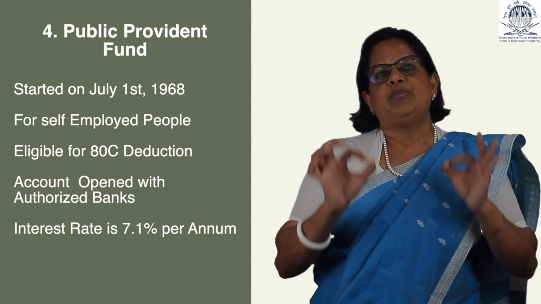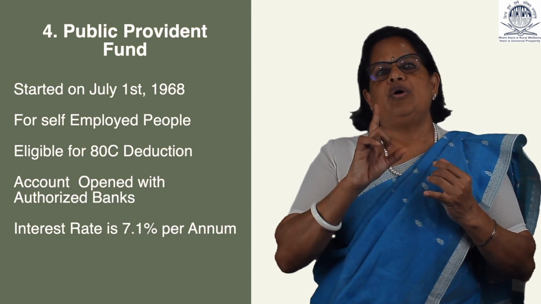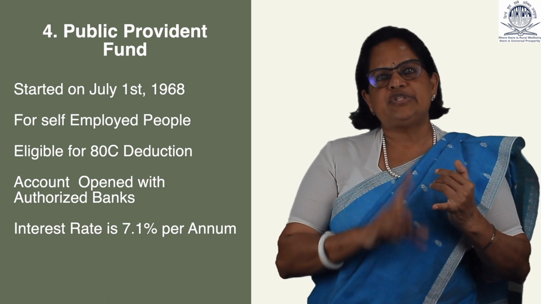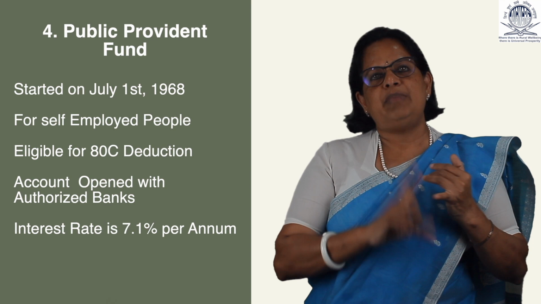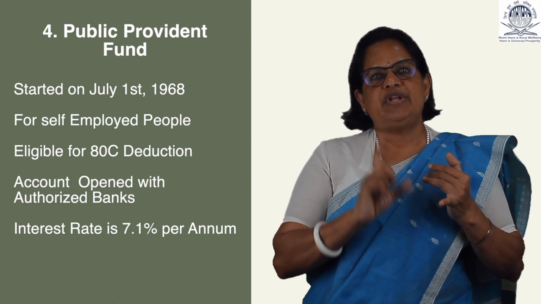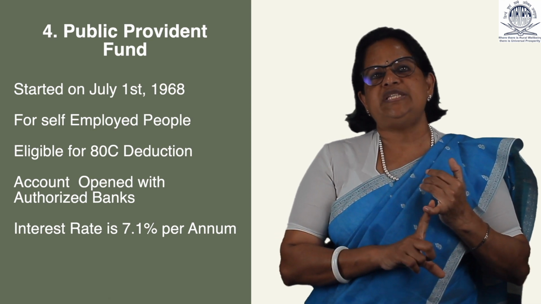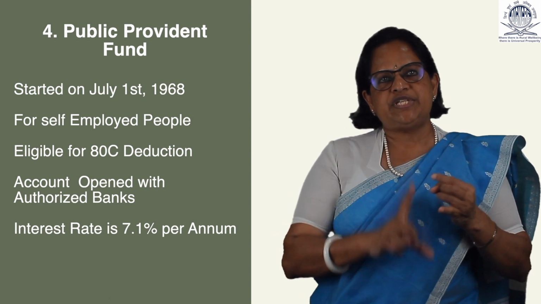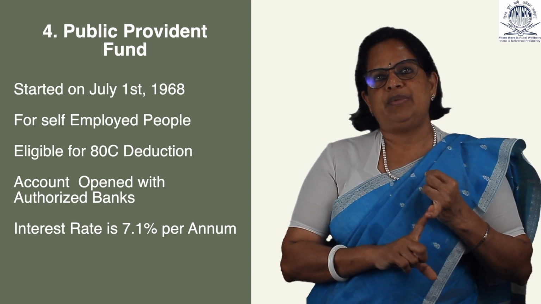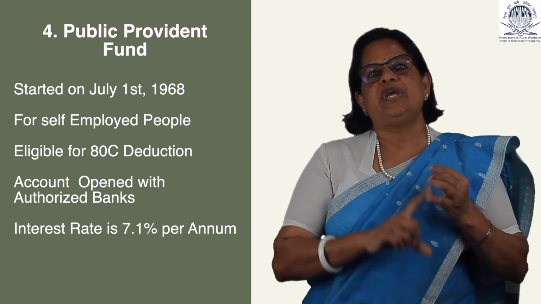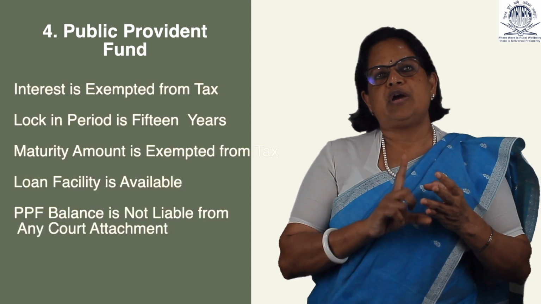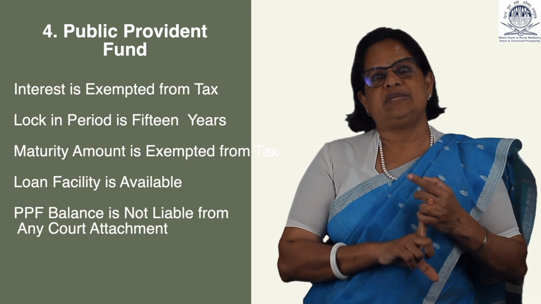The last type of Provident Fund is Public Provident Fund or PPF. The other three Provident Funds are meant for salaried employees, but Public Provident Fund is for self-employed people. Public Provident Fund was started on July 1st, 1968. The objectives of starting Public Provident Fund were to help self-employed people to get income tax benefits and to inculcate saving habits among them. The PPF account can be opened with authorized banks.